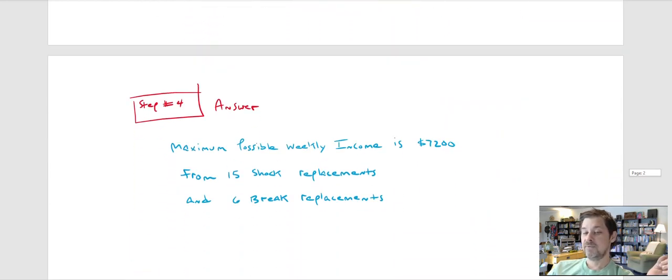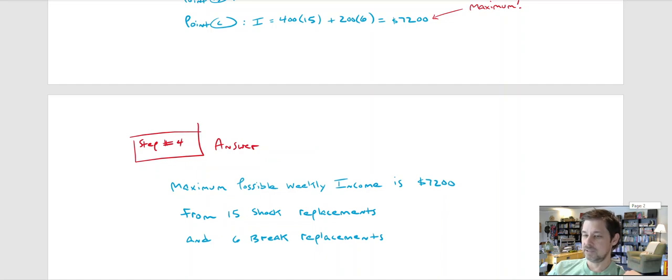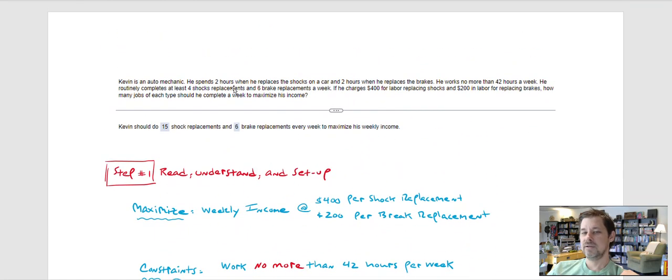Step 4 is just to give some statement of your answer. So I would say the maximum possible weekly income is $7,200. The way you'll get that in this scenario is from 15 shock replacements and 6 brake replacements. So that's how I would state the answer from my work in the previous step. You'll see that up here in this screenshot from MyMathLab, that's how the answer is input for that particular question.